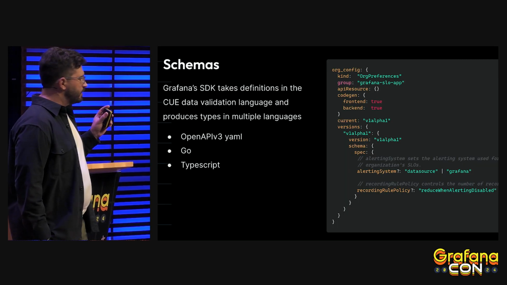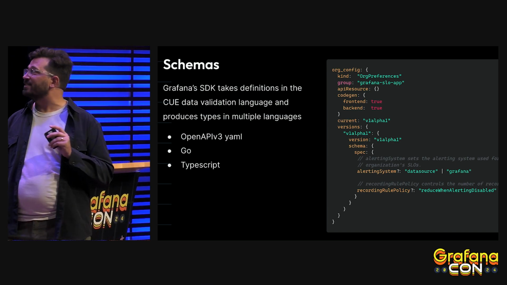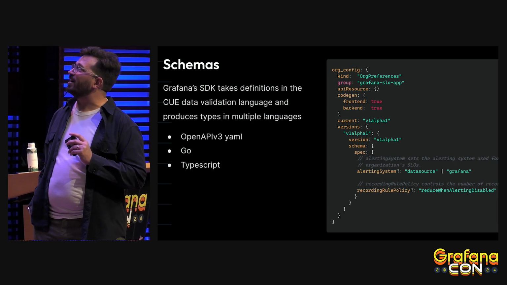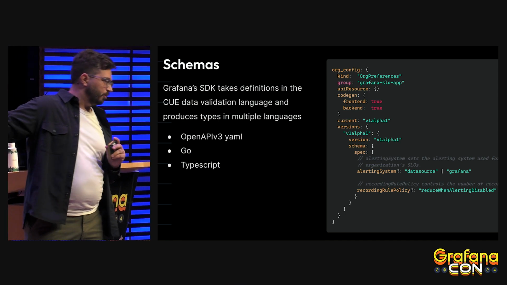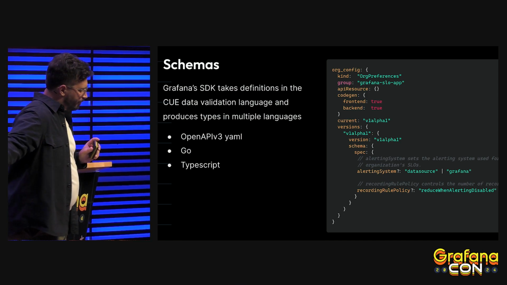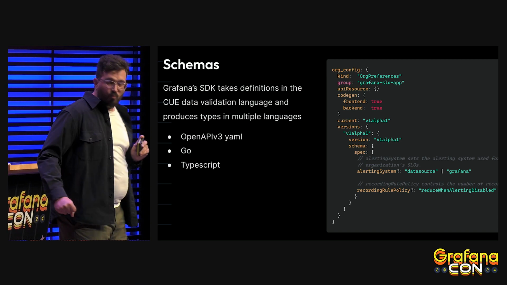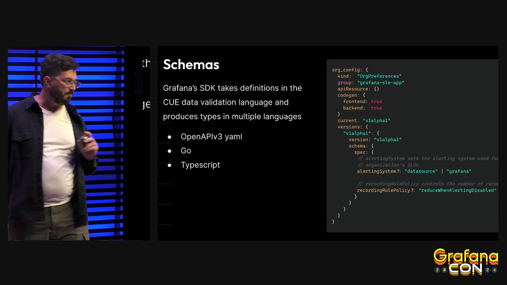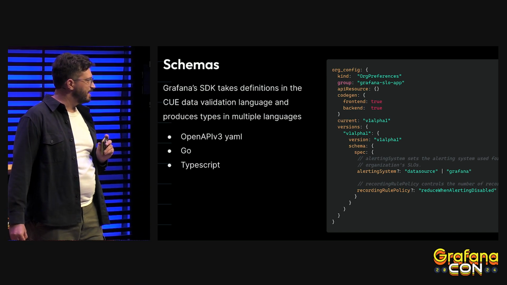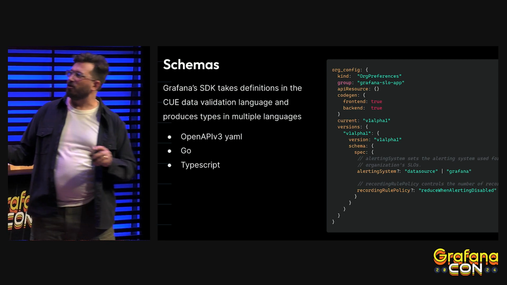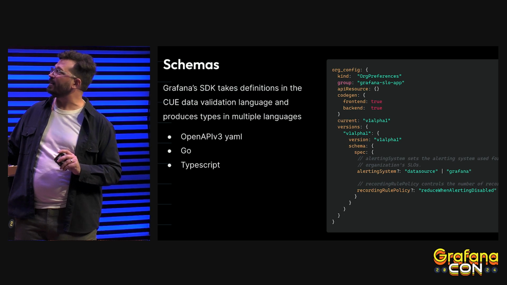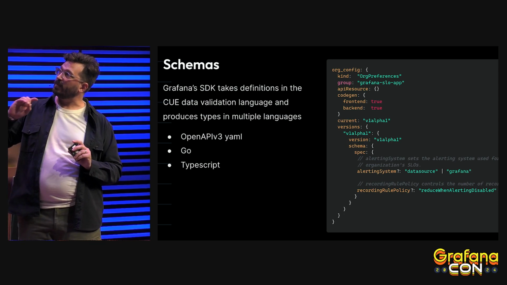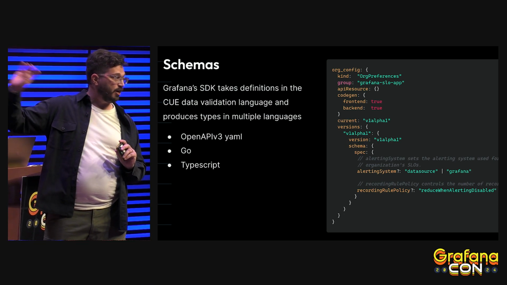So, schemas. Grafana's SDK provides an awesome, easy way to define a schema, which is in this nice data validation language called CUE, capital C, capital U, capital E. What's nice about CUE is it's super compact compared to a lot of other ways that schemas are defined. Except maybe protocol buffers, it's one of the more compact schema definition languages I've looked at. You start with something simple like this, you get a bunch of stuff out.